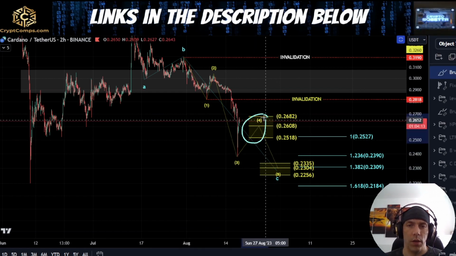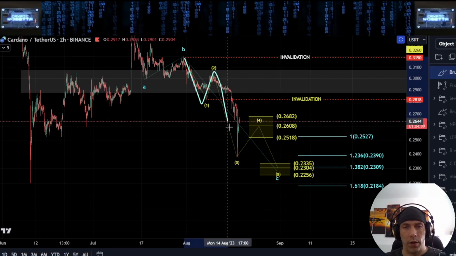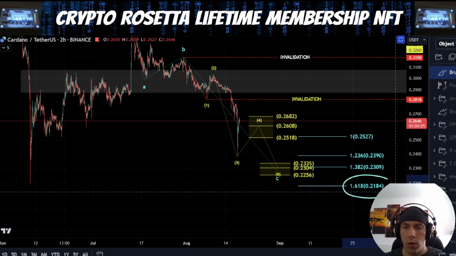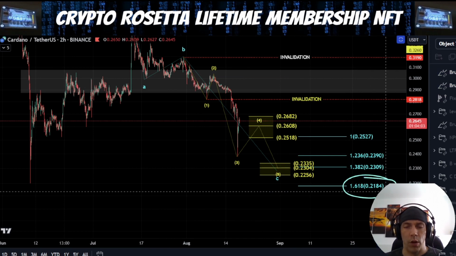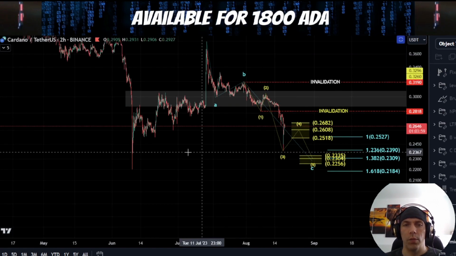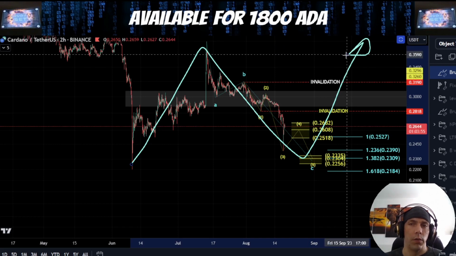The key thing that's going to be in play here, in my opinion, is that if we do get this yellow count play out where this is 1, 2, 3, 4, 5, and we actually fail to take this 1.618, which is this 21.84, we could potentially still look for that possibility of a reversal here to the upside, and then looking for that continuation.